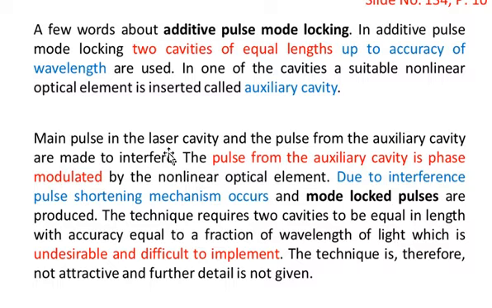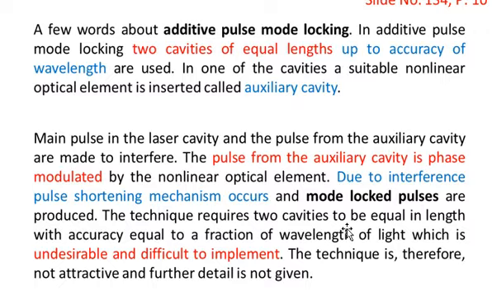The main pulse in the laser cavity and the pulse from the auxiliary cavity are made to interfere. So we have two pulses, one from the laser cavity, the other from the auxiliary cavity, which contains the nonlinear material. The output from these two are made to interfere. The pulse from the auxiliary cavity is phase modulated by the nonlinear optical element. Due to the interference, a pulse shortening mechanism occurs and the mode locked pulses are produced.